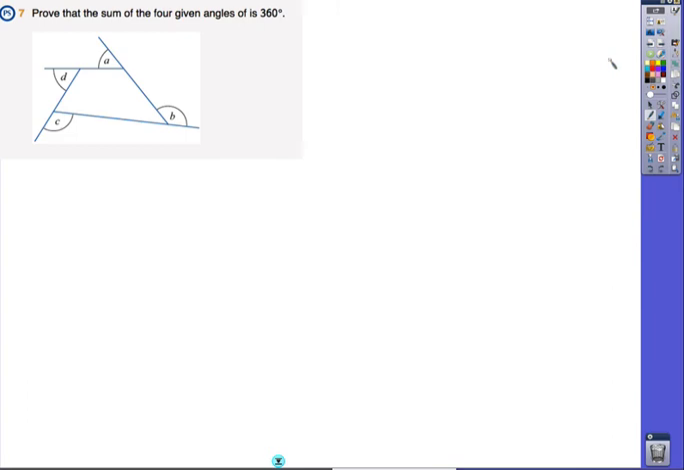Question 7 has to be my favourite question. You have to prove that the sum of the four angles, A, B, C and D, of this quadrilateral is 360 degrees. Now these are your external angles. We know that the internal angles of any quadrilateral sum to 360 degrees, and we have to use that fact somehow, and the letters as well.